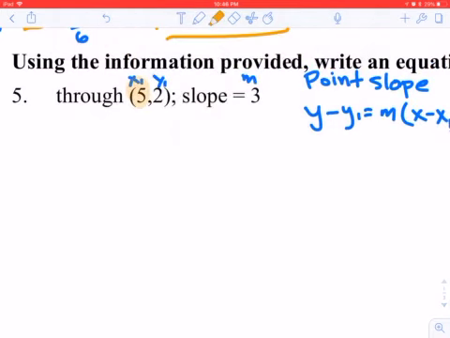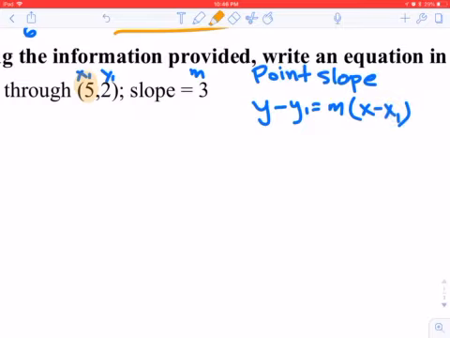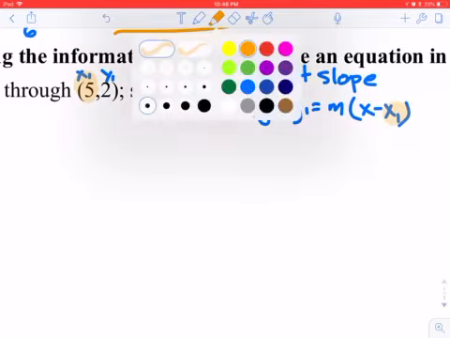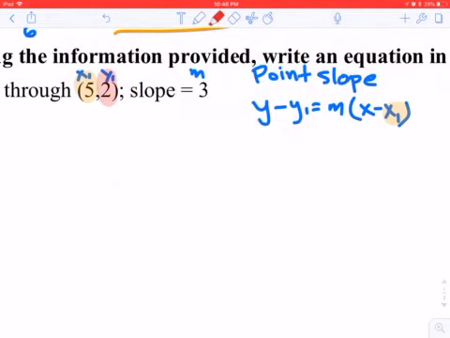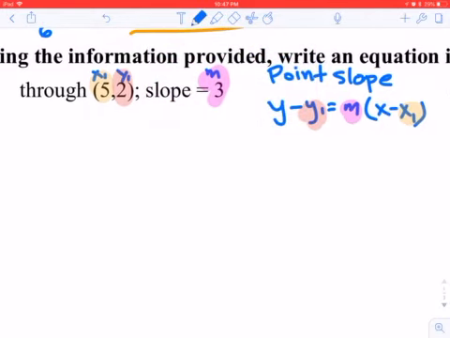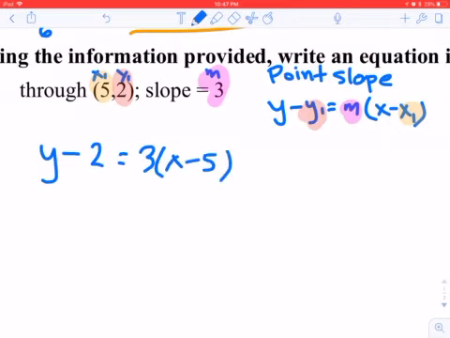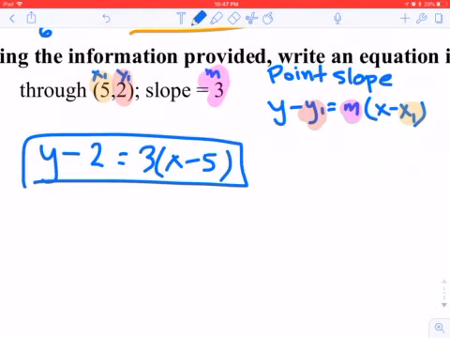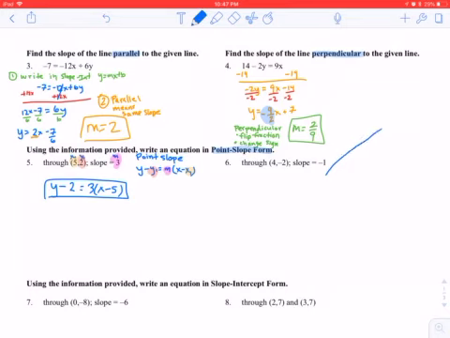So there's your x1. It's going to go over here. Does not include the minus sign. y1. And there's your m. So we're going to get y minus 2 is equal to 3 times x minus 5. And you're done. Point slope form is like that. You're done. You don't have to do anything else.